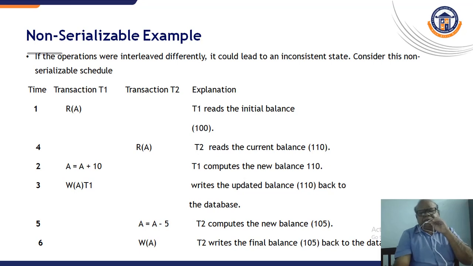For this example, the inconsistency will not be there, because even though it is interleaved, you have to check the balance after T1 and after T2. If you check, then it is okay, and you can say it is not in an inconsistent state. But in some cases, when you are interleaving like this, it leads to inconsistency.